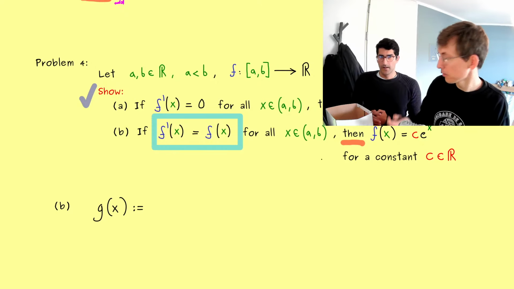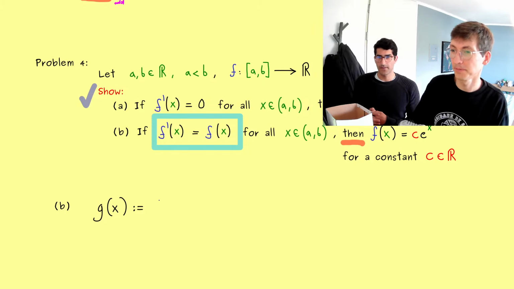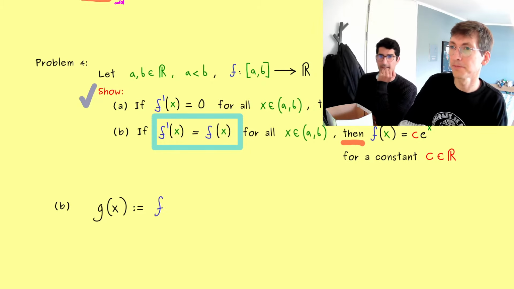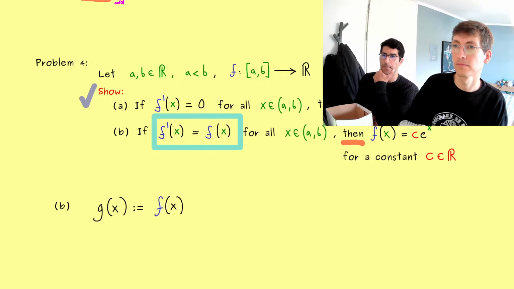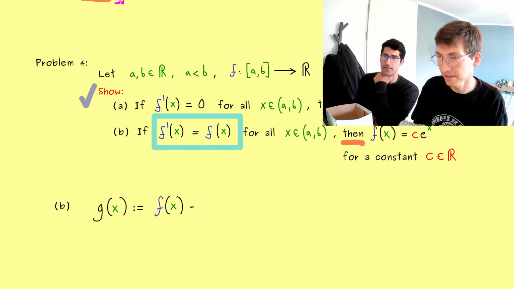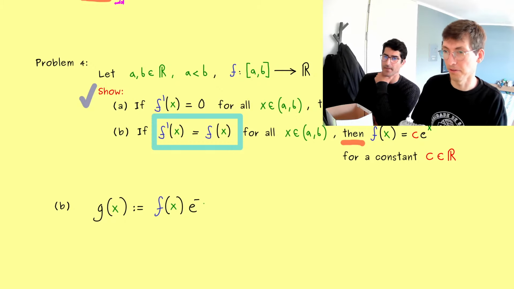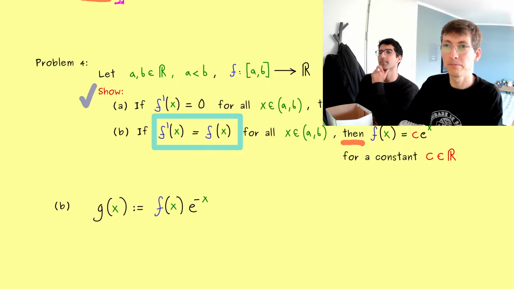Okay, define a new function. You already had an idea. Yes. Of course, we use the function f, and I multiply the function with something. Yes. And the function I multiply it with is the exponential function with minus x, so with the sigma from before in the exponent. This works, and you will see that it works.